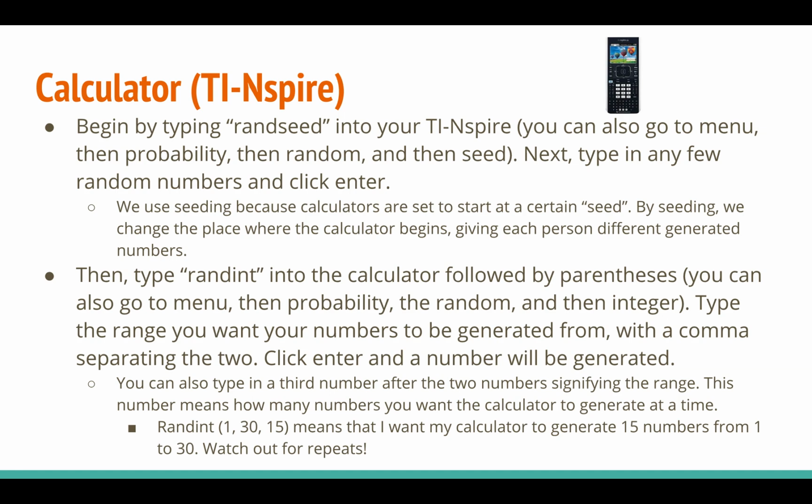Here's how to use a TI Inspire to generate random numbers. Begin by typing randseed into your TI Inspire, and then type in a few random numbers and click enter. Then type randint into the calculator followed by parentheses. Type the range you want your numbers to be generated from, with a comma separating the two numbers. Click enter and a number will be generated.